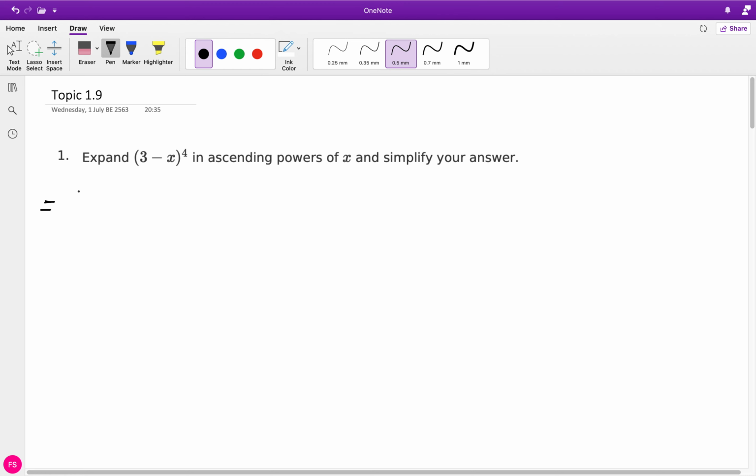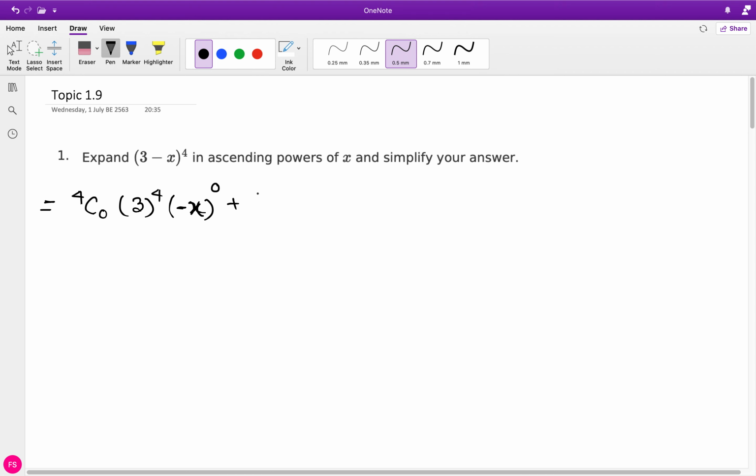So this equals to, I will start with 4c0. The first term is 3, 3 to the power of n minus r, that is 4 minus 0, is just 4. Then the second term is negative x. Make sure that you take this sign, otherwise your answer will be wrong. So negative x to the power of r only, that is 0 in this case.